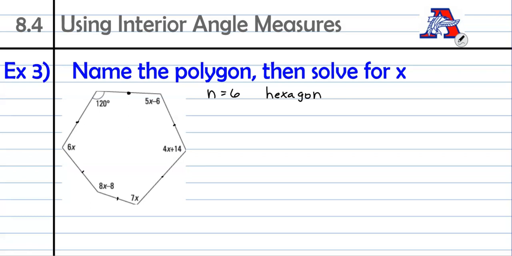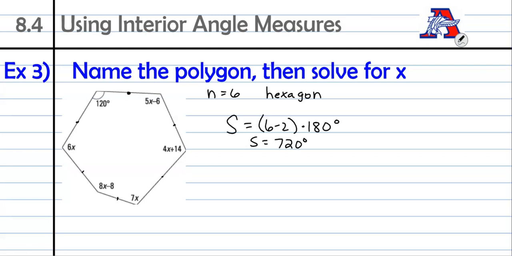Okay. And now how the heck are we going to solve for x? Well, we first need to know how many degrees we should have inside of that polygon. So we first need to figure out what that total sum is. So let's do sum equals 6 minus 2 times 180 degrees. And we're going to find out that our total sum is equal to 4 times 180, which is 720 degrees.